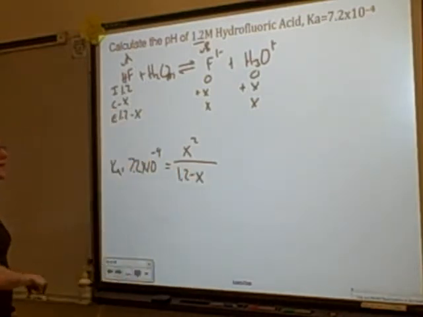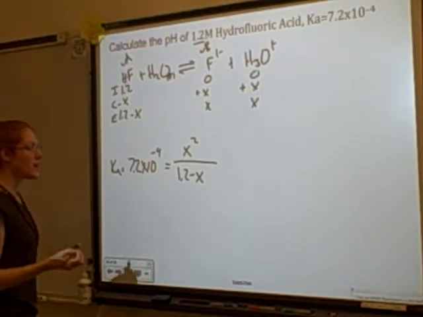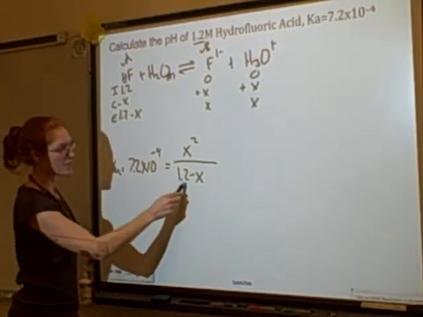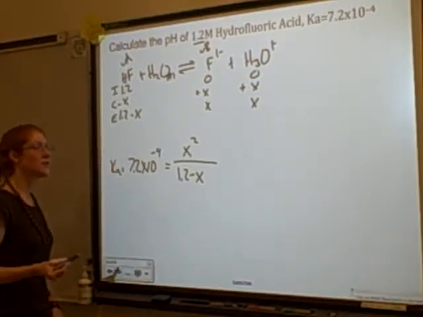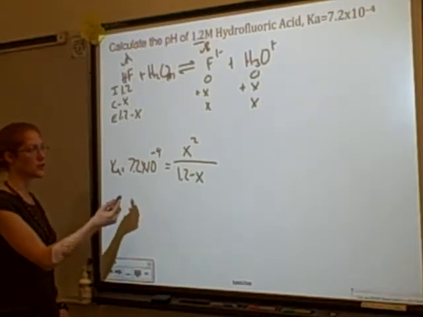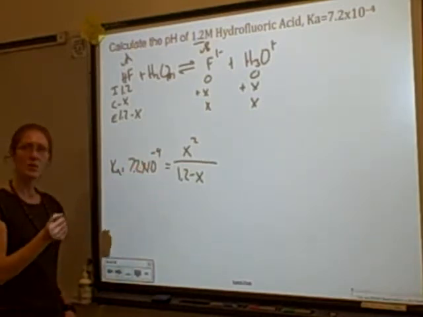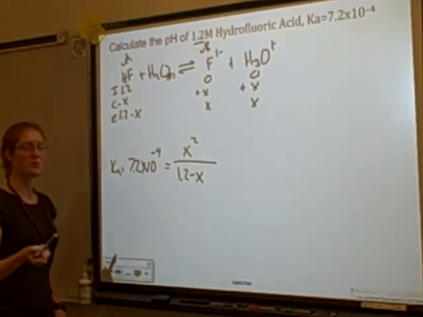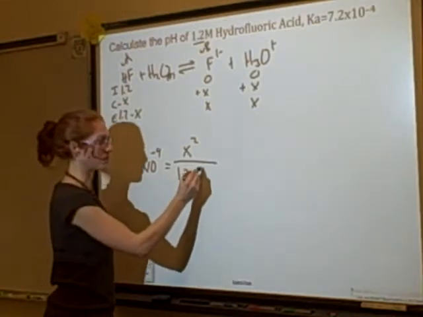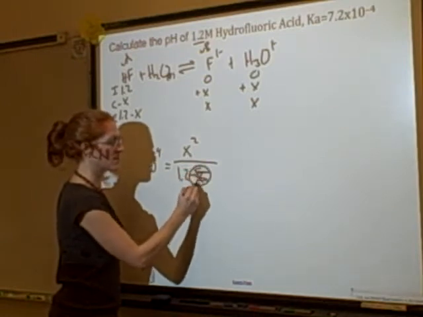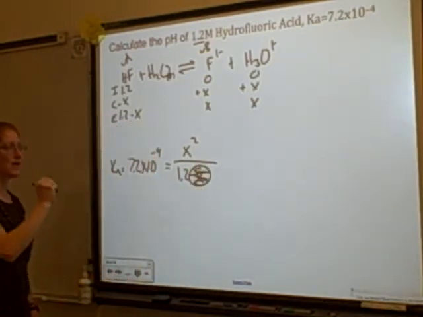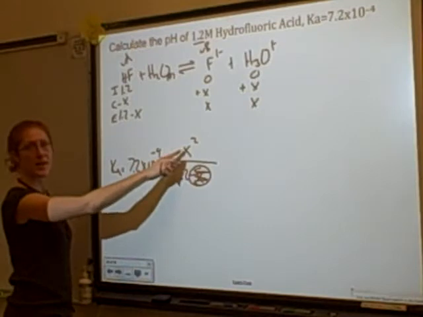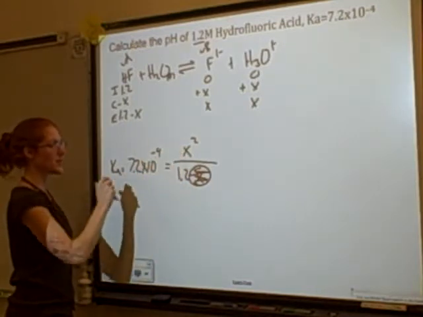And actually, we get to do a little trick here. Since my initial molarity is more than 100 times larger than the Ka, I'm allowed to assume that this x is going to be so small that 1.2 minus x is really just 1.2. So this doesn't really matter. Now I want to get this x by itself, so I'll multiply both sides by 1.2.